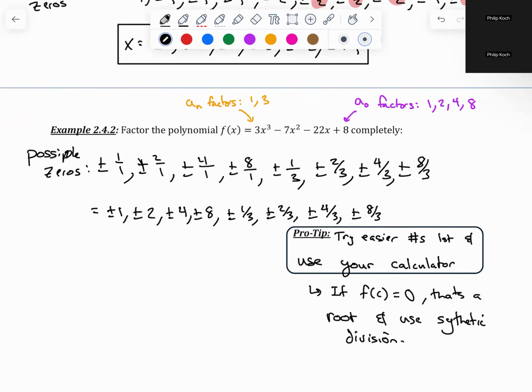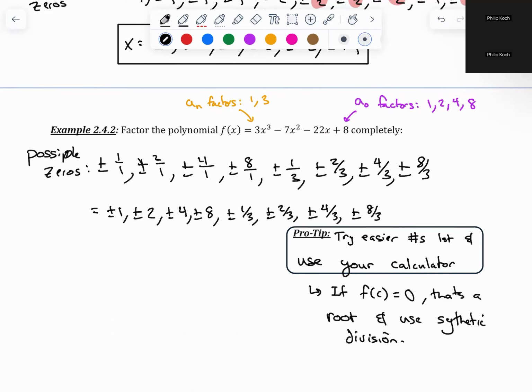If f of c equals 0, i.e. when you plug in one of these numbers, you get 0, you know that it's a factor, and then you can do the synthetic division. I'm going to switch over to the document camera so you can see what I'm going to do. So on your page, let's make that less blurry and zoom in.